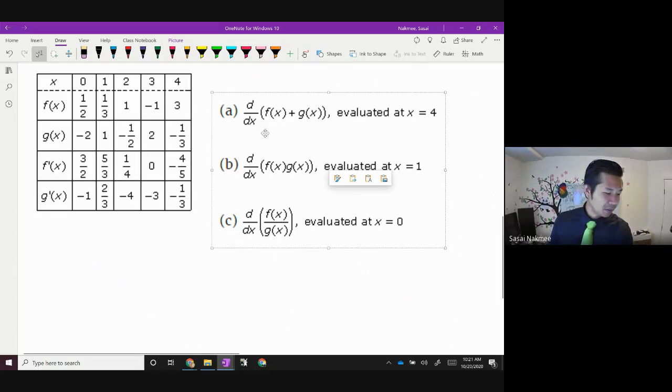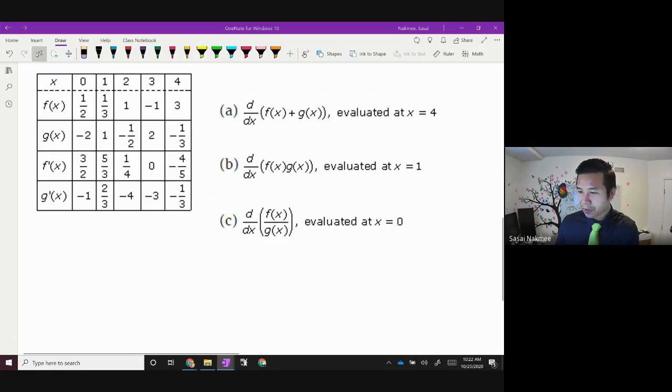First one is the 2 functions adding together. The second one is the 2 functions multiplying with each other, and the third one is the 2 functions dividing each other. So can you apply the rules that you've learned, calculate these derivatives, and then evaluate it at the given values that you have here? All right, so try this out.